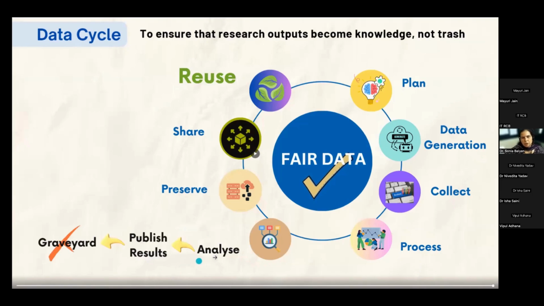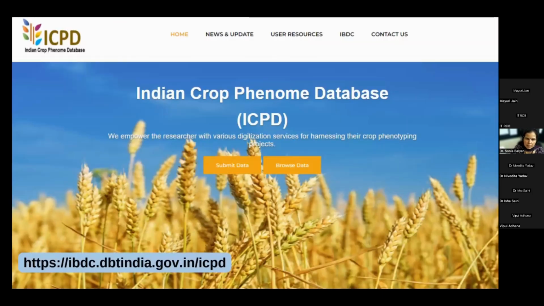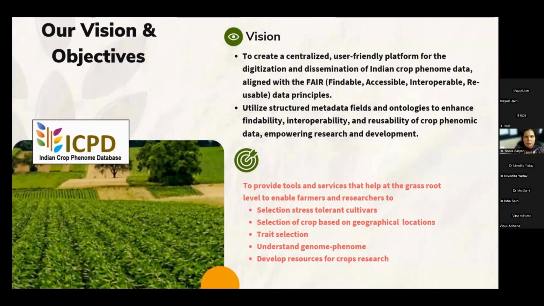On the other hand, we have FAIR data management practice, where this data, after the publication, is preserved properly, shared in repositories with valid accessions, with valid use of standard vocabularies, and can be reused to generate new knowledge to solve future challenges. So with this in mind, at IBDC, we have worked to develop the Indian Crop Phenome Database, so that this type of data can be archived in a FAIR manner.